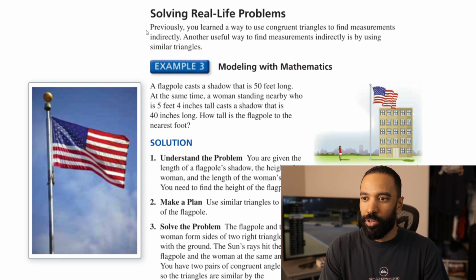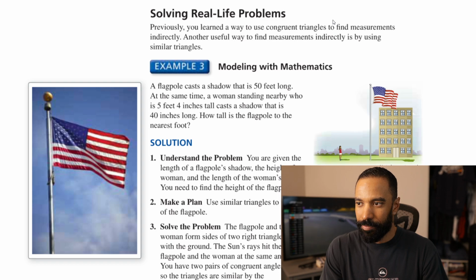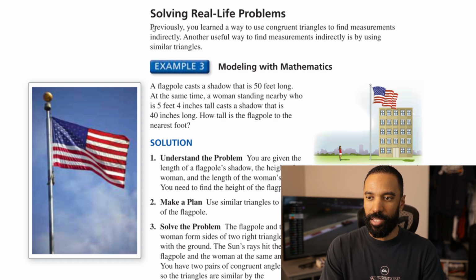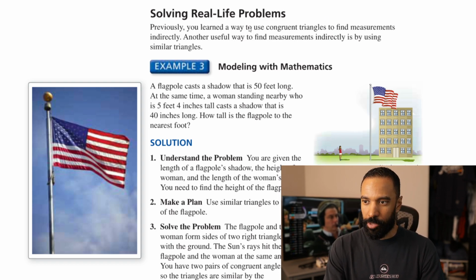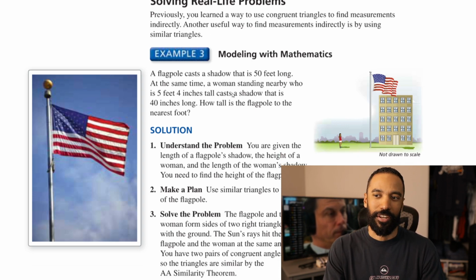All right. Real-life problems. Previously, we learned a way to use congruent triangles to find measurements indirectly. Another way to find measurements indirectly is by using similar triangles. Honestly, I don't know what I just read.